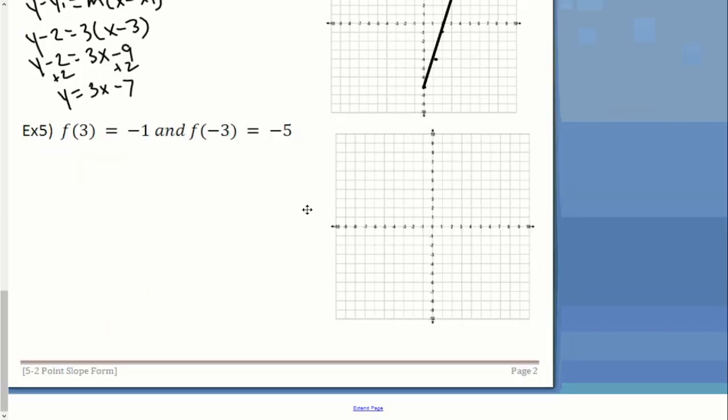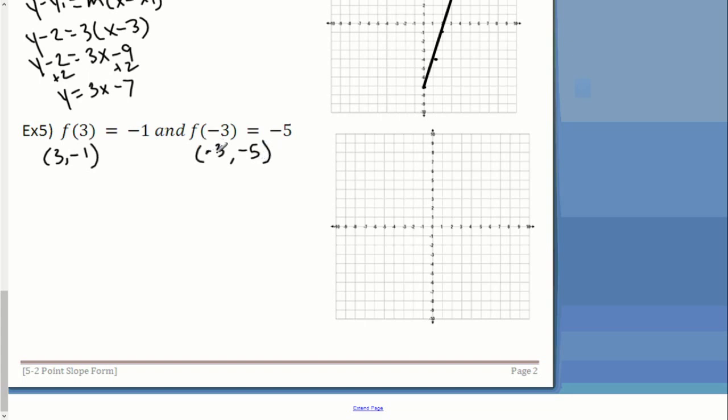And the last example. Just like in the previous lesson, you have to understand what this means. This means I'm putting a 3 in for an x. This is a function, right? I'm putting a 3 in for an x, and I'm getting a negative 1 for y. So that's actually just a point: 3, negative 1. I'm putting a negative 3 in. I'm getting a negative 5 out. So that's negative 3, negative 5.